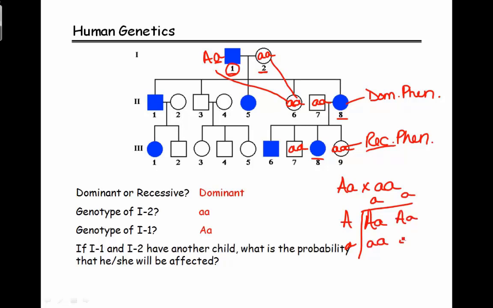So if we do that, we can see that the probability that another child would be affected would be 2 out of 4, which is going to reduce down to 1/2. So that would be our answer there. So if you can determine whether the pedigree is dominant or recessive, then we can go through and start assigning some genotypes, and then we can predict the outcome of some crosses.